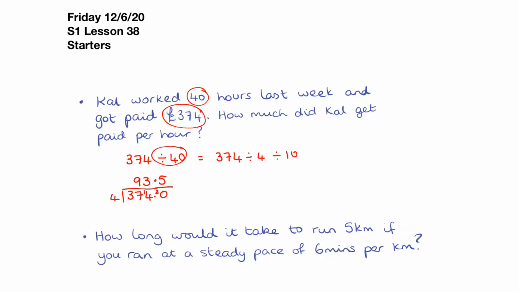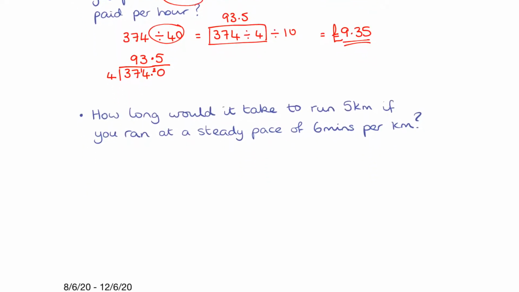Okay, so we've got 93.5 for the answer to this bit, and then we need to divide that by 10. Okay, so remember to divide by 10, we're moving the digits one place to the right, so that would make it 9.35, and remember it's money. Okay, so not too tricky. We've got all the skills to be able to do that.